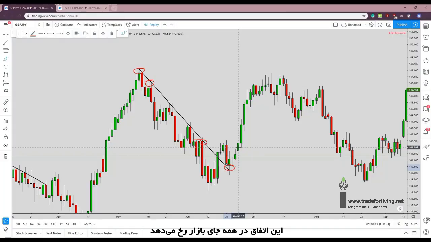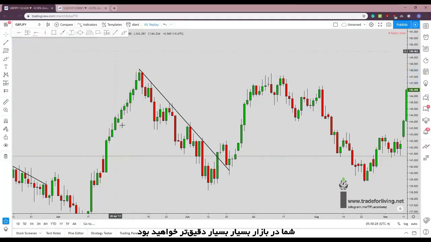It applies to everything in the market. If a level breaks and it was resistance, it then becomes support. Very simple concept. So in this case, if you put the trend line as I just showed you, you will be much more accurate in the market, much more accurate.